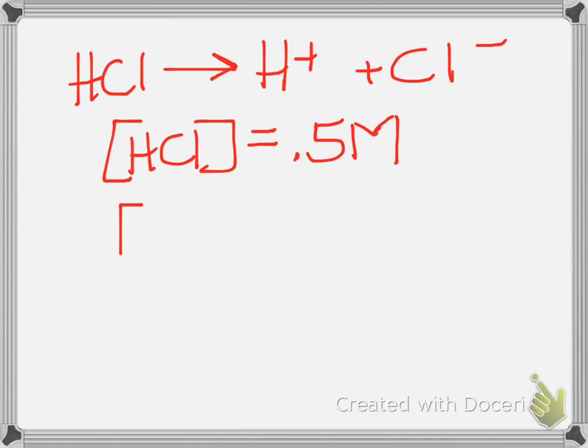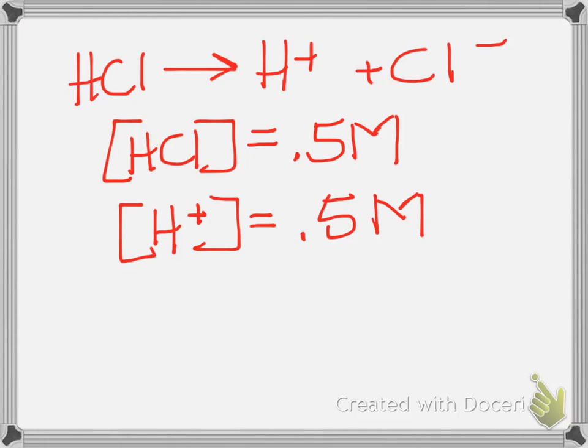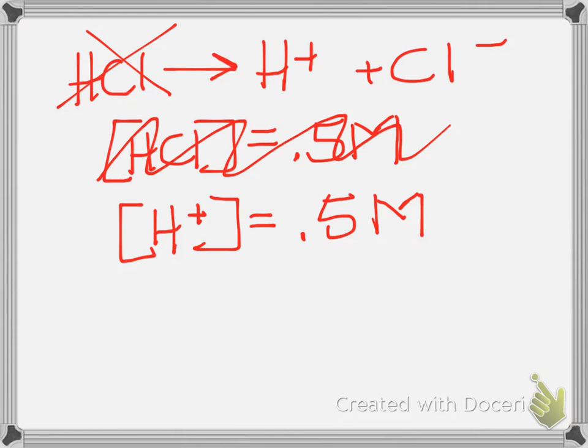So what we can derive from that is the concentration of H plus in that jug is going to be 0.5 molar. The concentration of Cl minus will be 0.5 molar as well, but we're not concerned with that. What we'll use the H plus for is pH calculations later on down the road. But really there's not any HCl left in that jug. Everything's broken apart.